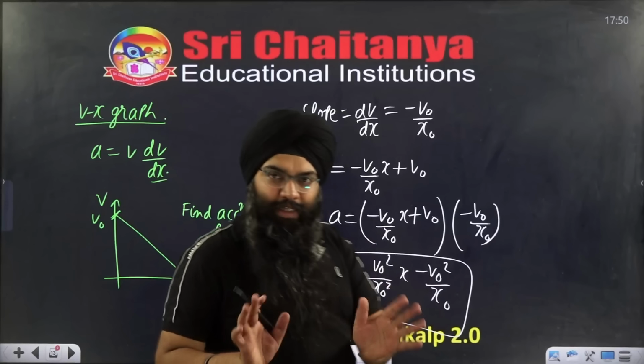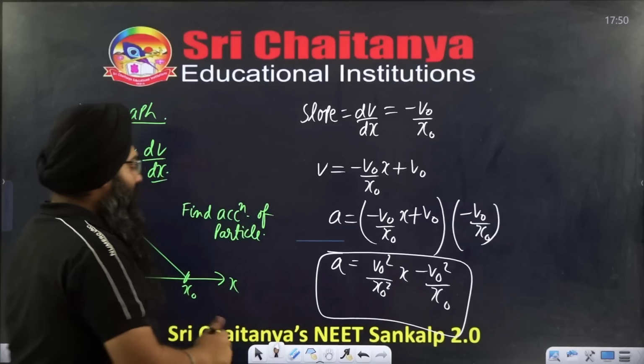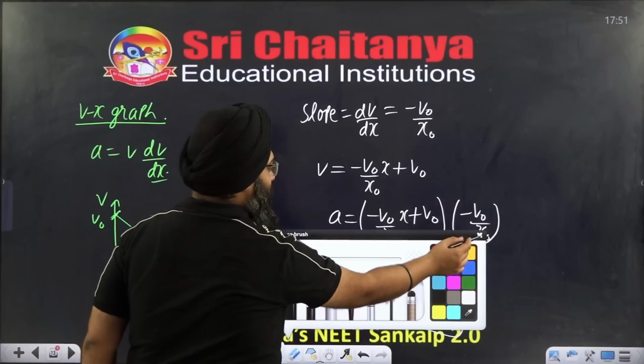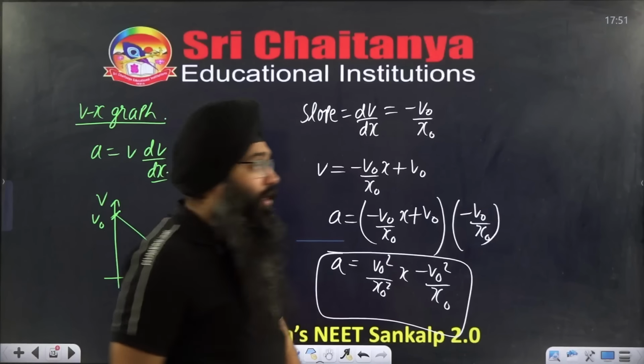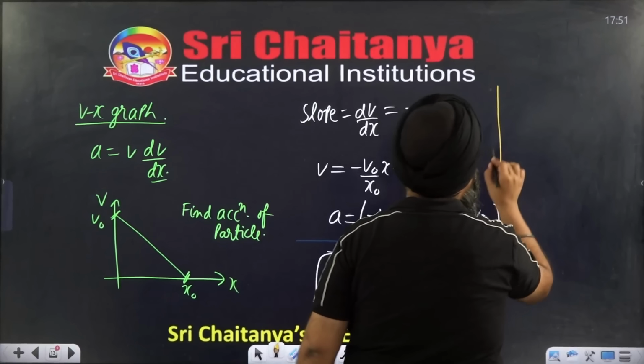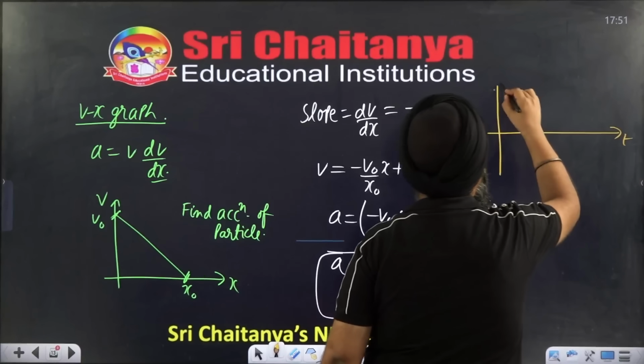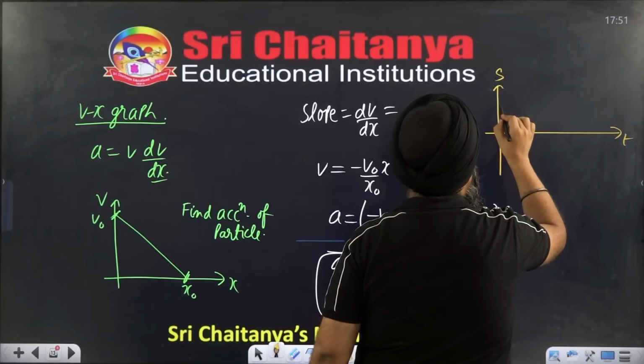So I hope some basics of graphs are also clear to you, that what information can be given by what. Achha, one thing please remember in graphs, that whenever you draw a displacement time graph, suppose you draw a displacement time graph like this.